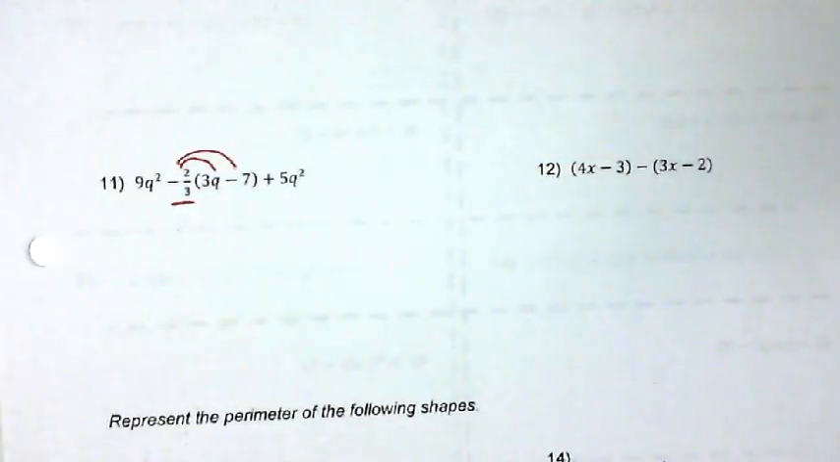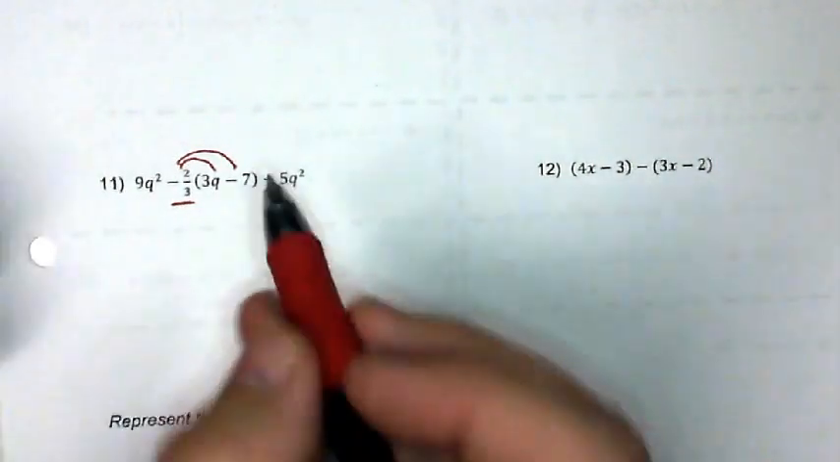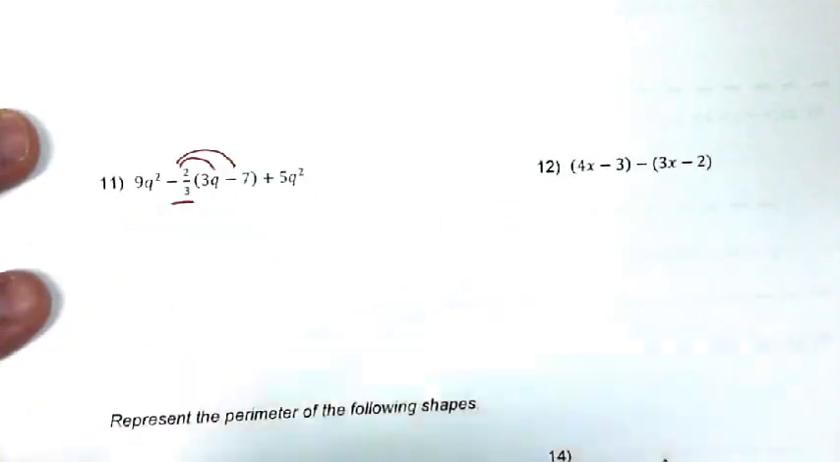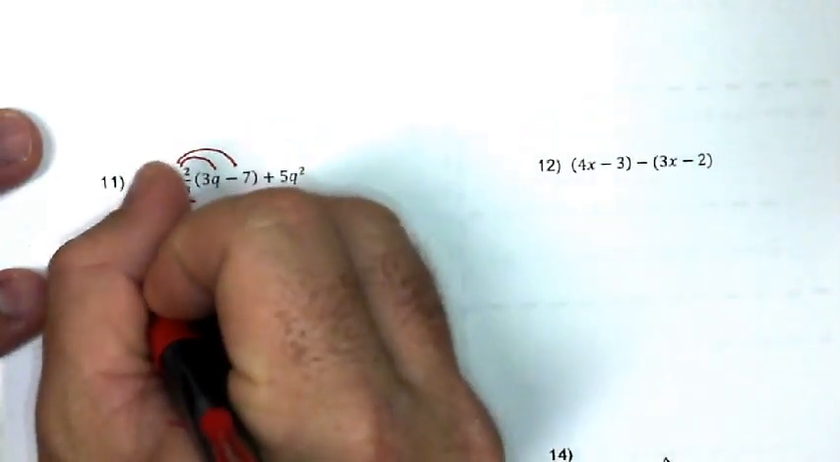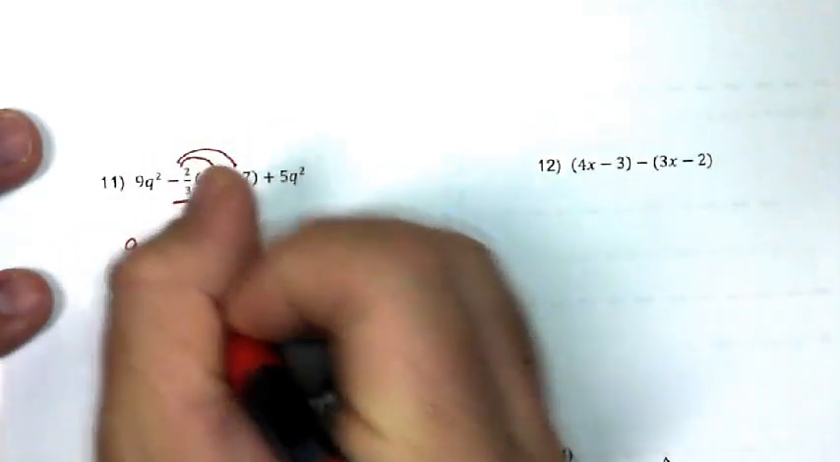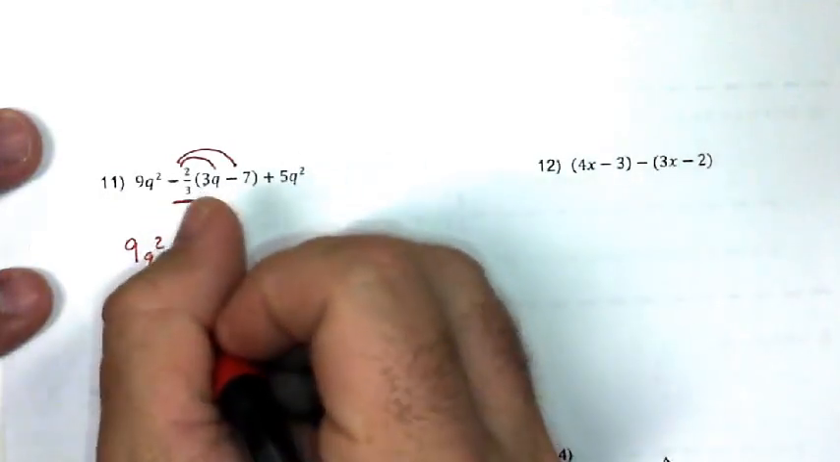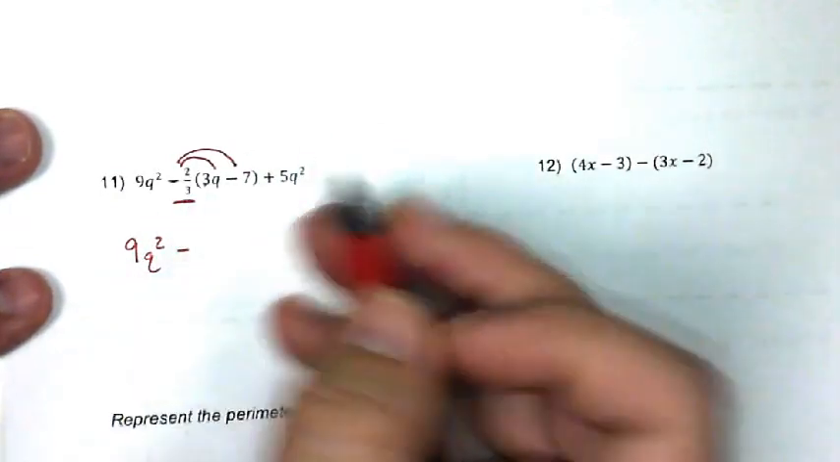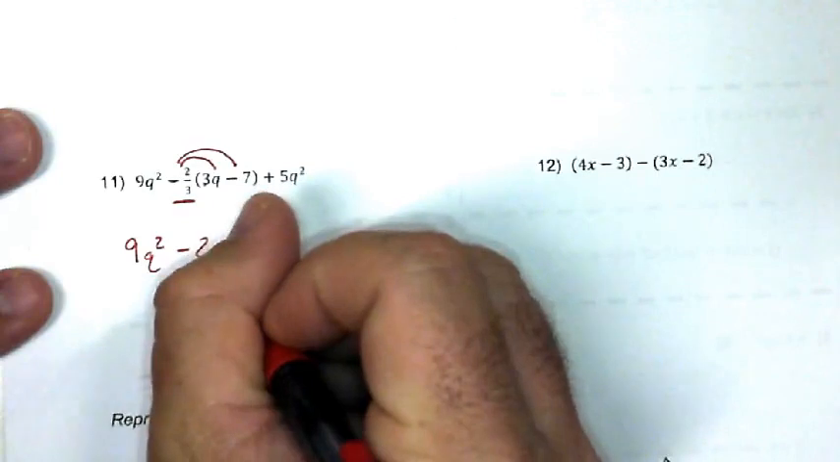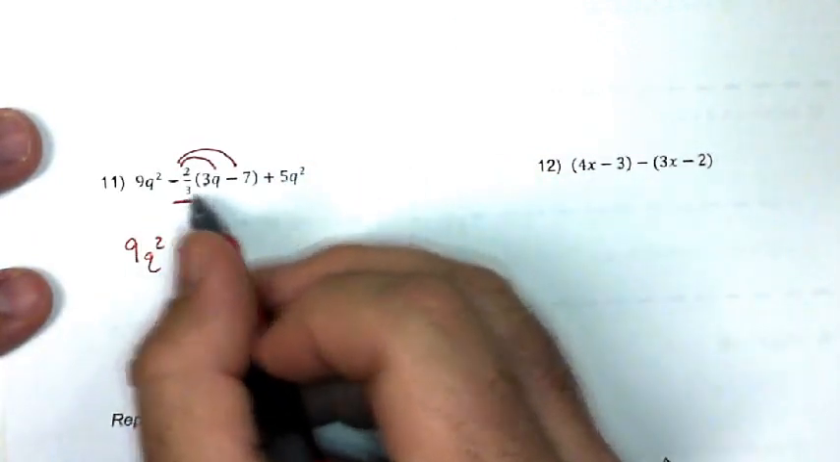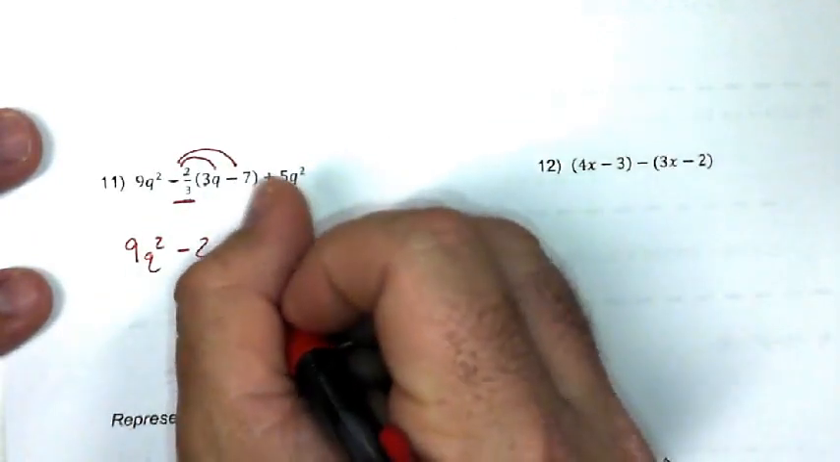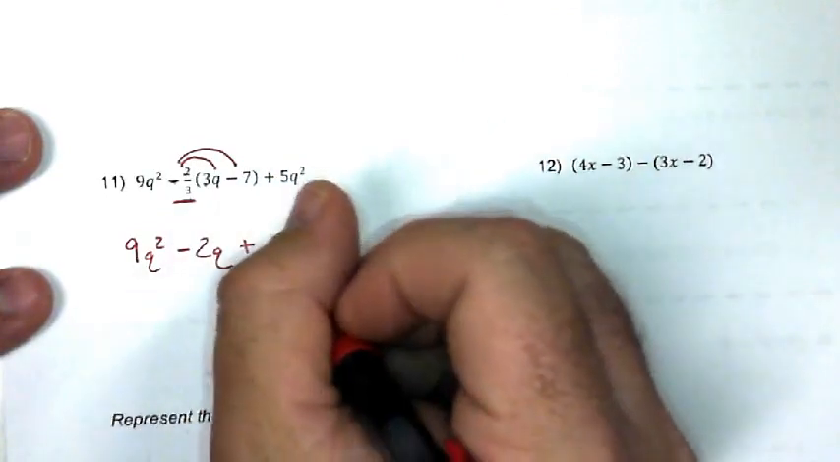Thank you, Ace. Now, when I distribute this negative 2/3, I'm going to rewrite my entire problem here. I have 9q squared. Negative times a positive is a negative. 2/3 of 3 is 2. Negative 2/3 times a negative 7 will give me a positive, and it will actually give me a positive 14 over 3. And then this was not in the parentheses, so I just rewrite it.